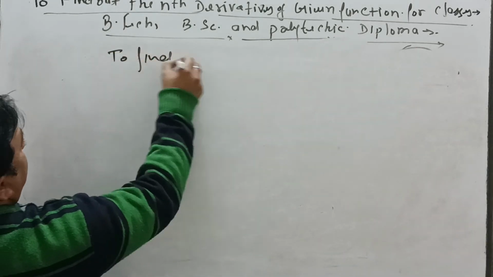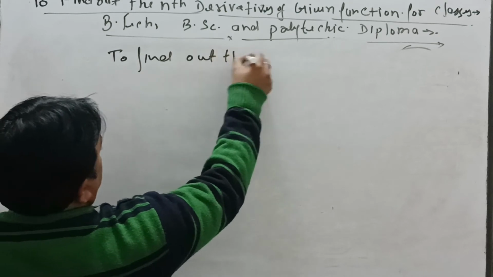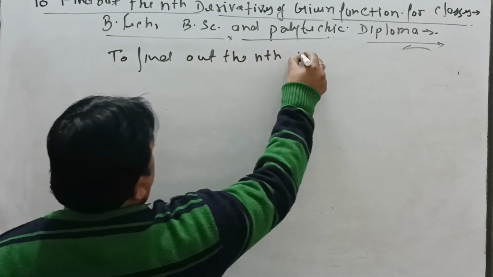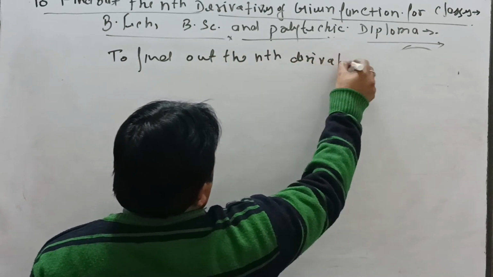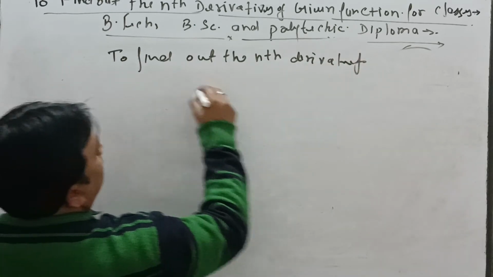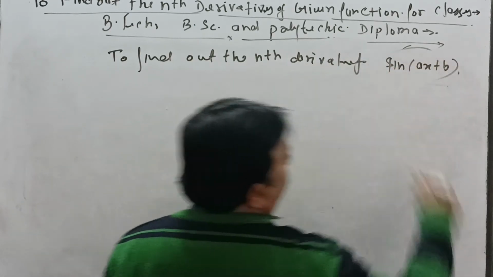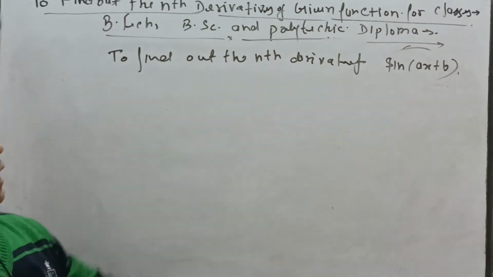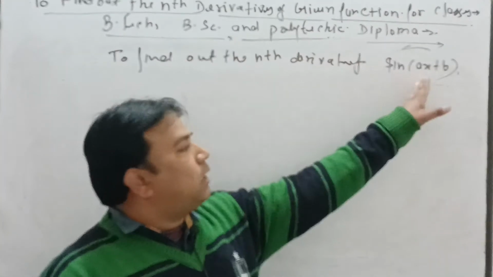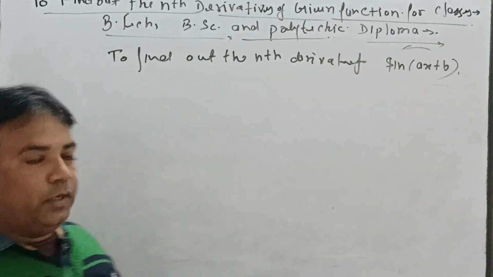To find out the nth derivative of sin(ax + b). You have to find the nth derivative of this function, sin(ax + b).